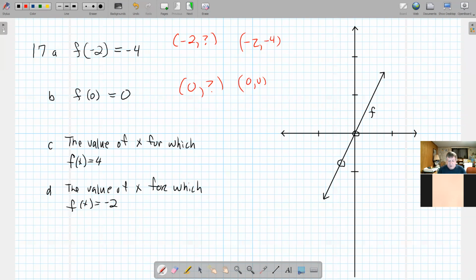The next two questions are just the opposite. It says the value of x for which f of x is 4. So now they're telling us the y value. Remember, f of x is a function notation name for y. So we want to find the point on the graph that has a y value of 4. Well, y equals 4 is up here, right there. The corresponding x value is 2.